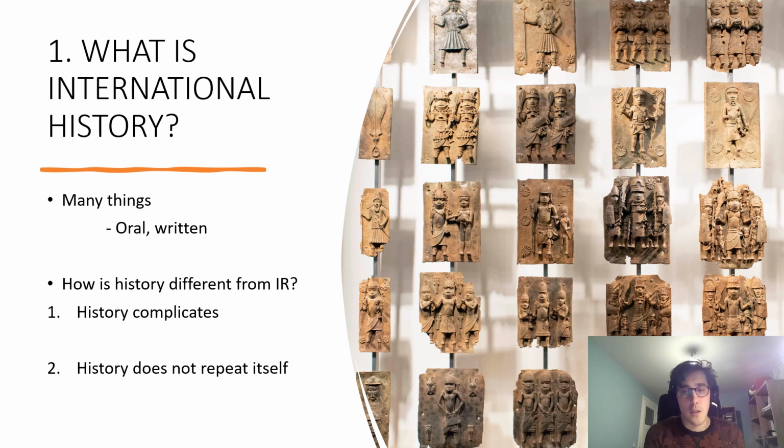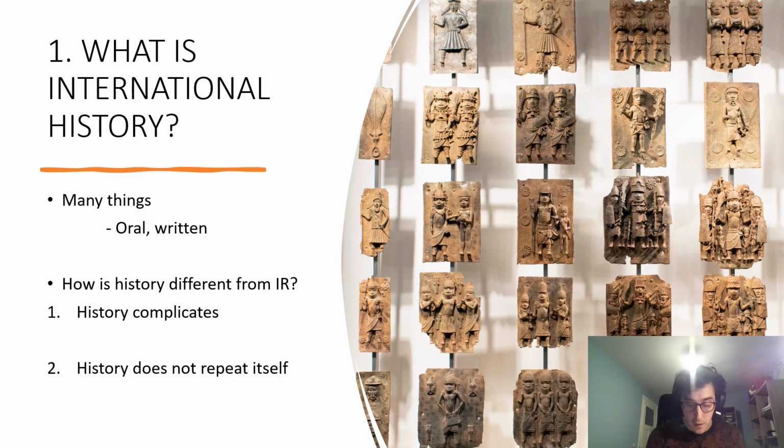So what is international history? It leads us to the first real question: what is history? History can be many things, right? It can be oral. There can be an oral tradition of history. It can be written. That's what we do in the West most dominantly, or in the global North most dominantly. We write history and we work with written sources.